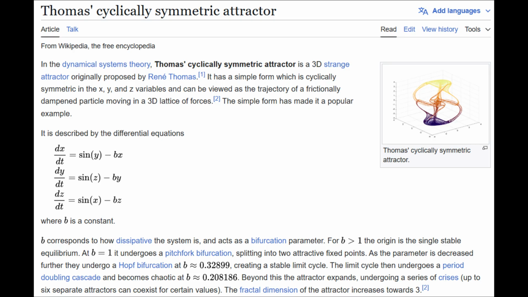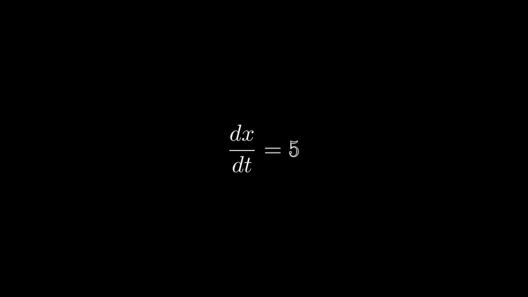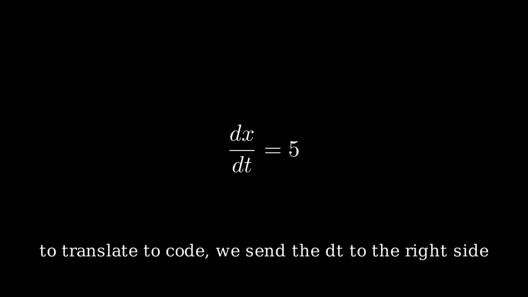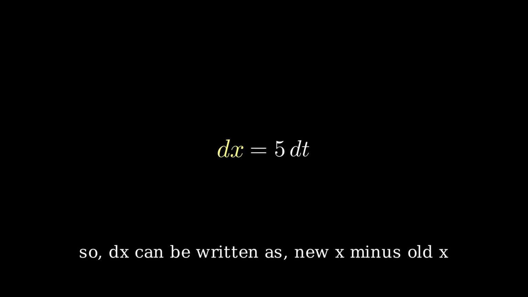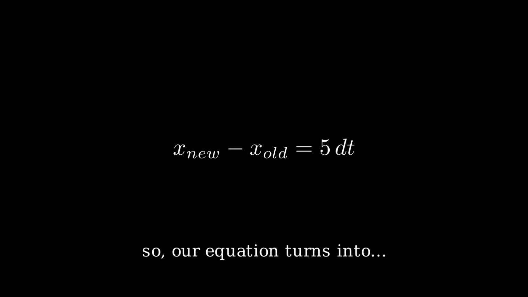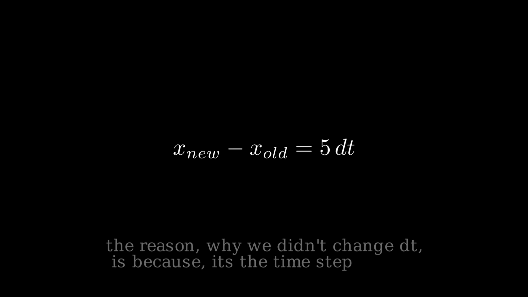Our first case is the Thomas Chaos Attractor. I'm going to teach you how to translate the equations to code. Here, dx means the change in the x-axis, and dt is the change in time. So, everything you see with a d near it shows it's the change. For example, take a function dx by dt equals 5. To translate to code, we send the dt to the right side: dx equals 5 times dt. What did I say dx was? Change in x-axis. So dx can be written as new x minus old x, so our equation turns into x new minus x old equals 5 times dt.